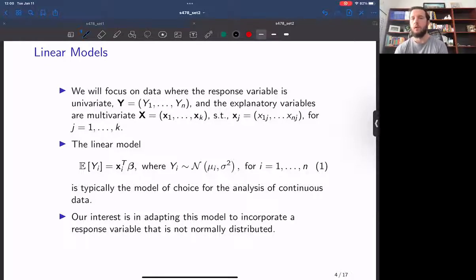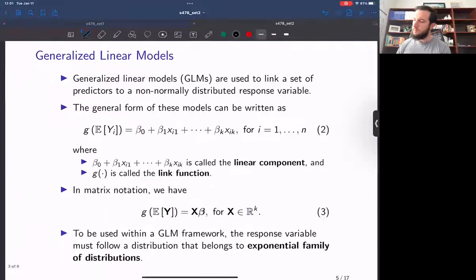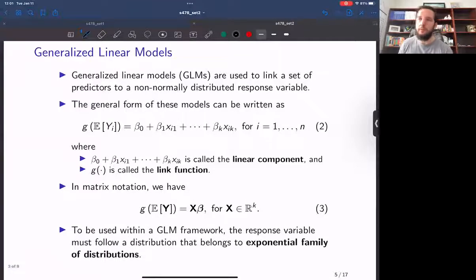Okay. So most often, the assumption is that the response variable is going to be normally distributed. What we are interested in doing is taking it to the next step and saying, okay, how can I move beyond that normality assumption in the response to situations where it's clear that the response variable is non-normal? So that is the purpose of building generalized linear models. Generalized linear models are used to link a set of predictors to non-normally distributed random variables.